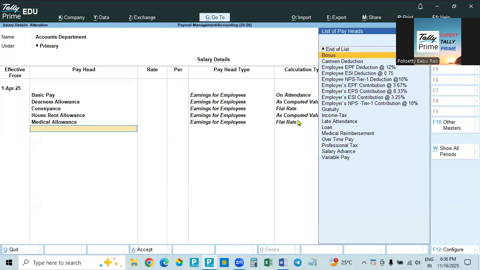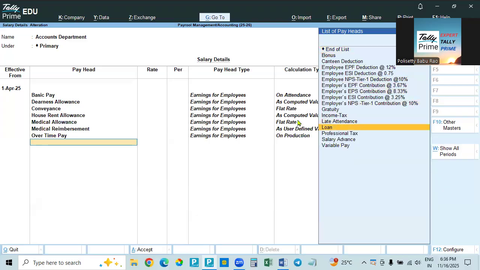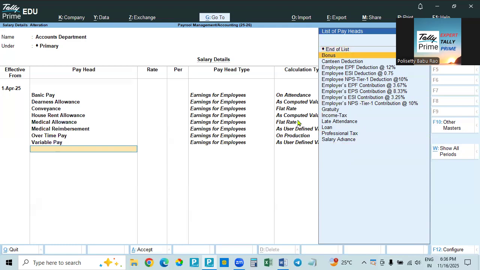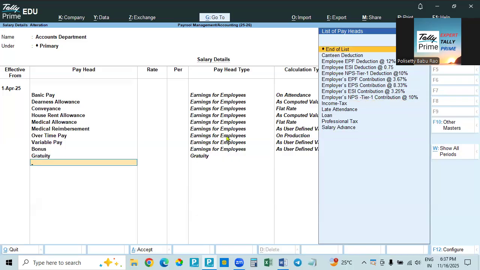Then come down, and after that medical reimbursement is also an earning, then overtime pay, then variable pay. All these are earnings to the employees, and bonus is also an earning to the employee. Gratuity we will not pay to them every month. That is only a provision made to pay at the end of the employment. Gratuity is given as calculated till the end of the employment, not an earning to the employee. Okay, and then all these earnings are completed.